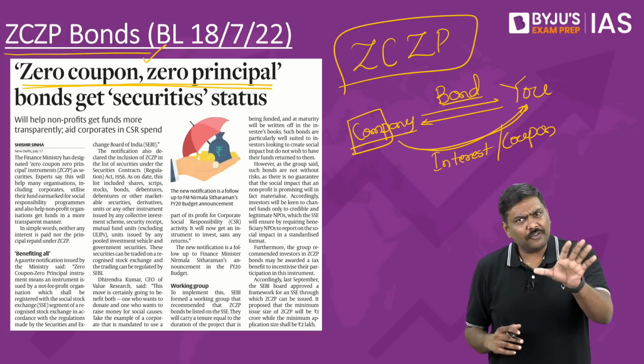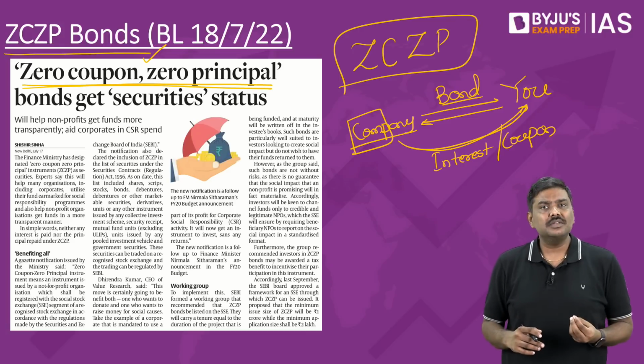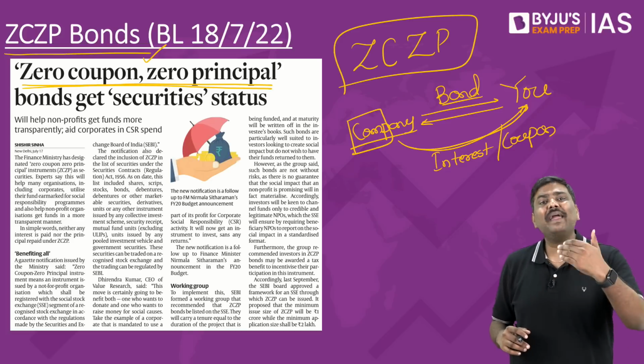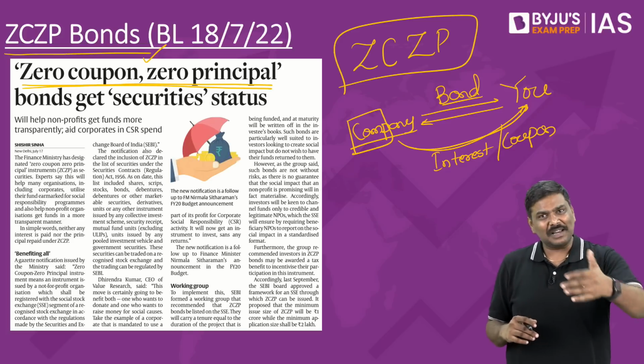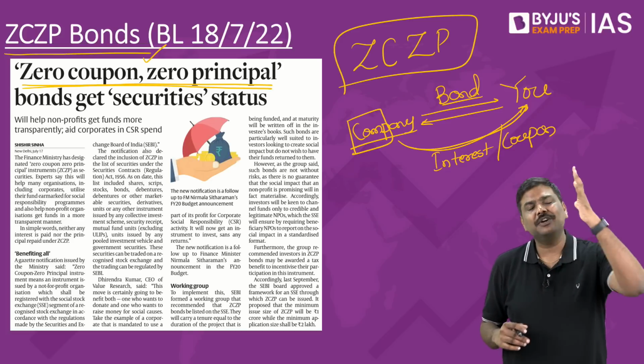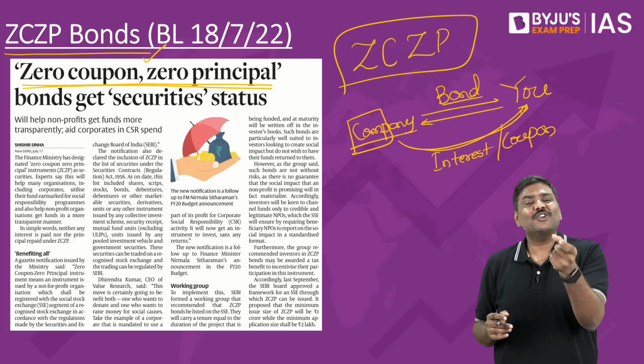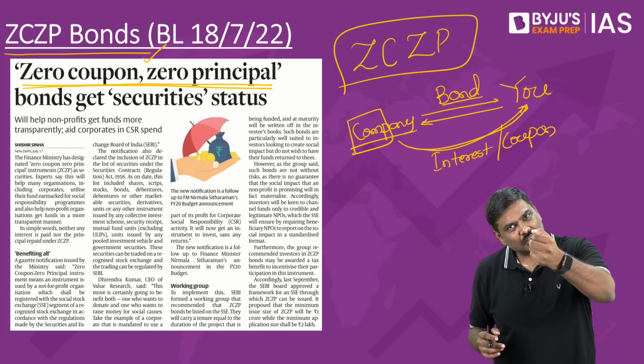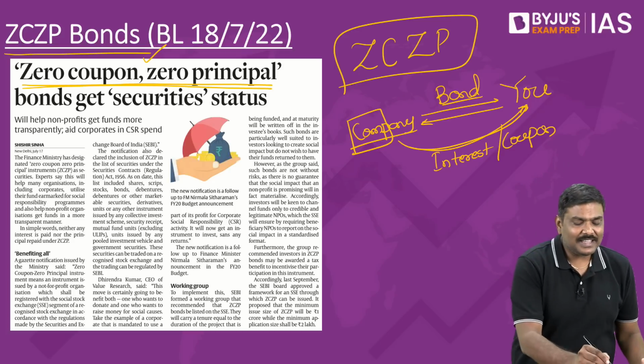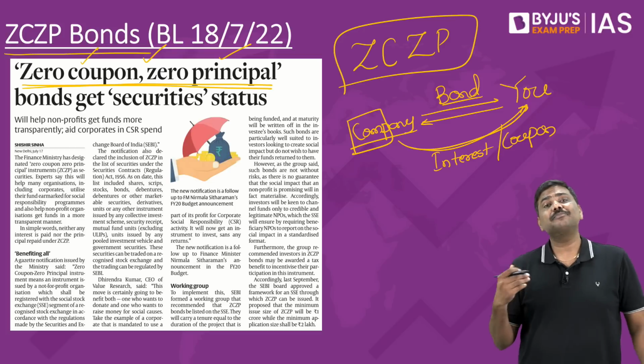The name itself gives out the meaning of these particular bonds. The principal that you have paid, that is the amount you paid to purchase the bond, will not be given back to you. And the interest or the coupon on these bonds will also not be paid to you. These are called zero coupon, zero principal bonds.